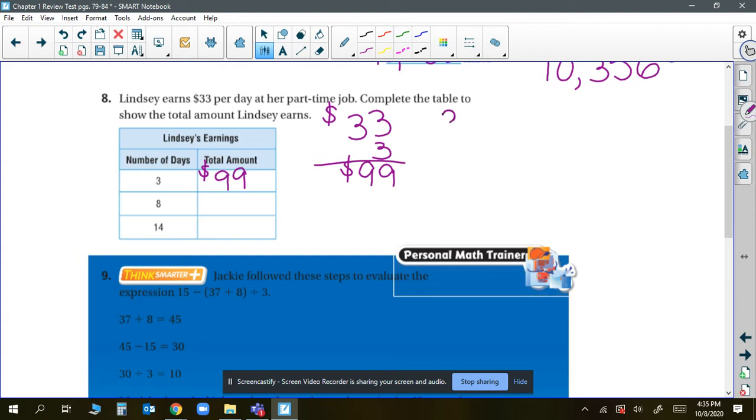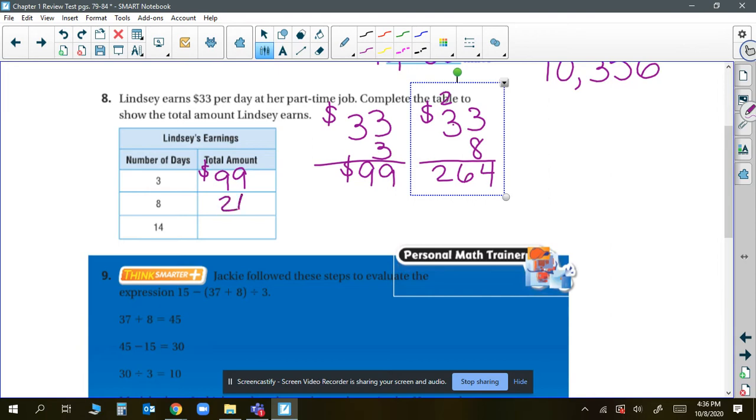The next one is going to be $33 times 8. 8 times 3 is 24. Again, it's 24 plus 2 is 26. So it would be $264 here.